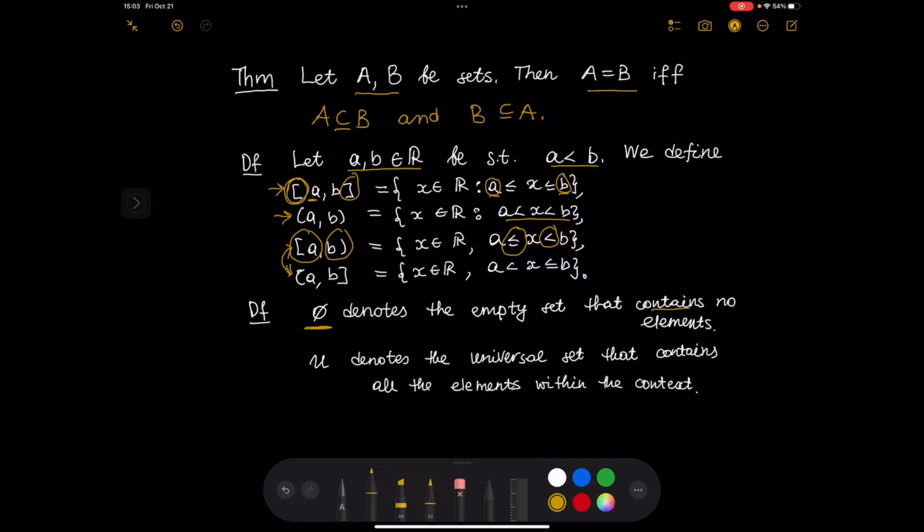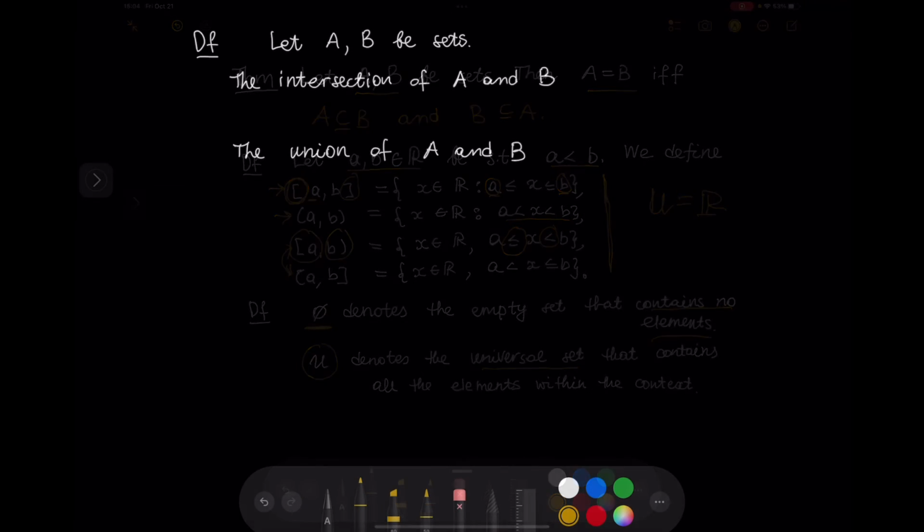Empty set contains no elements, and often by U we denote the universal set. The universal set is usually clear from the context. So if we are talking about sets of real numbers, then the set of real numbers will be the universal set. For example, in these definitions, the universal set U is equal to R. If we were talking about complex numbers, then the set of complex numbers would be the universal set. So the universal set is usually clear from the context.